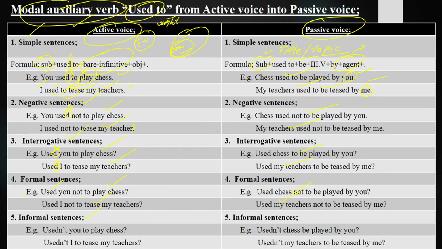Clear? So "usen't to" you may not find in any dictionary, but I say if it is a modal auxiliary verb, it should be written in this way, in short form. Like we say, usen't you to play chess, usen't chess to be played by you, and usen't I to tease my teachers, and usen't my teachers to be teased by me. This is the way to change it from active voice into passive voice as a modal auxiliary verb.